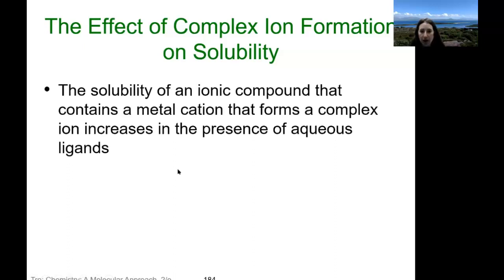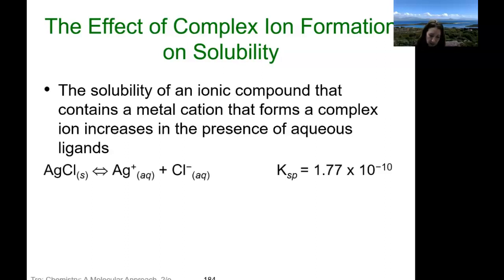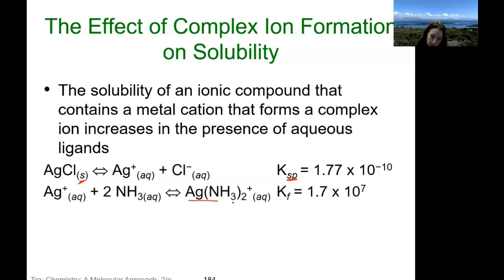Now, if we're talking about the solubility of an ionic compound, we have a metal cation that's forming a complex ion, right? So let's just look at this. Here's AgCl, Ksp. Again, Ksp means we're talking about a solid. This is a formation of a complex ion. So in that case, this is a Kf.